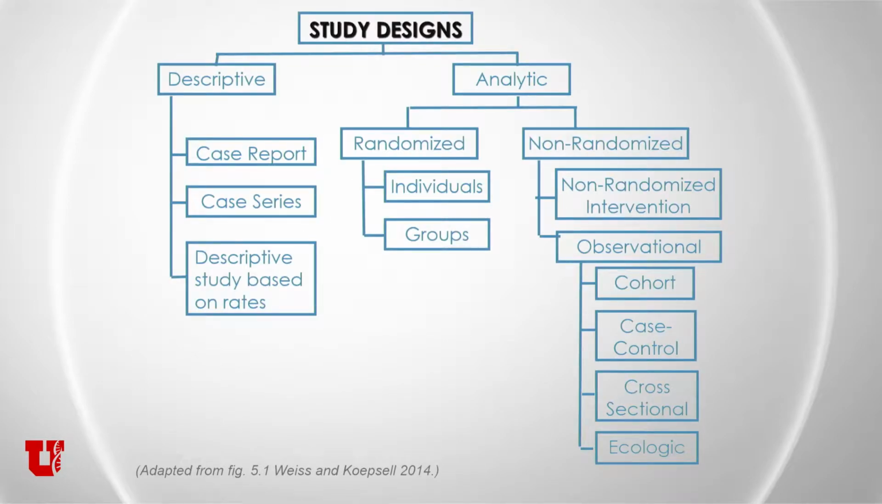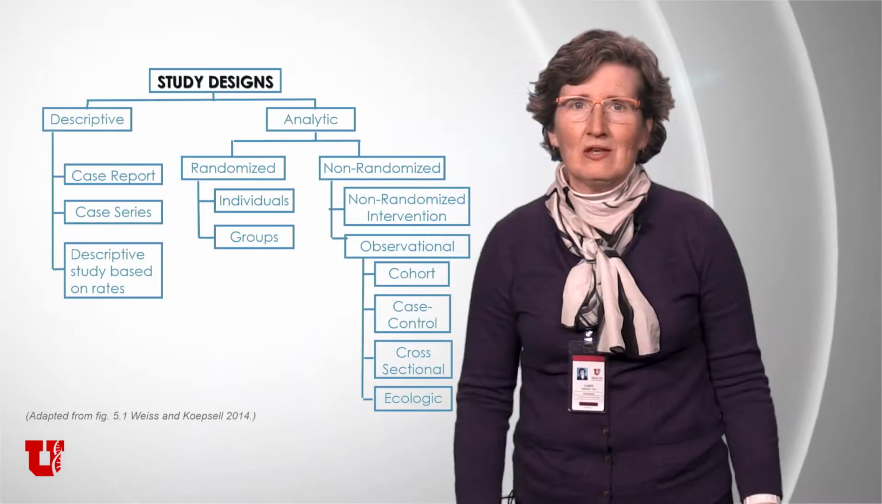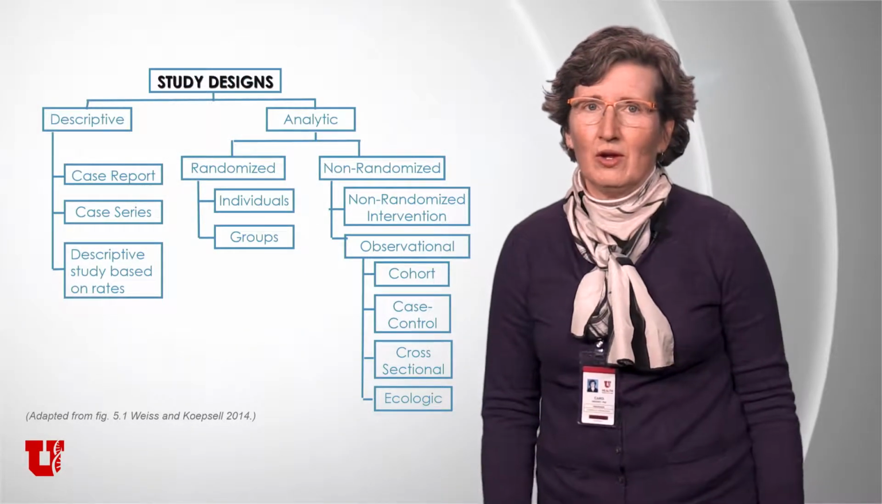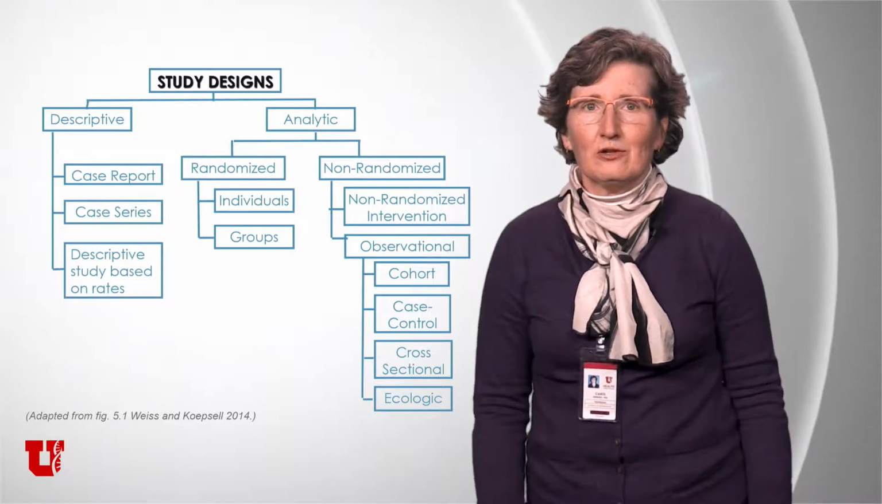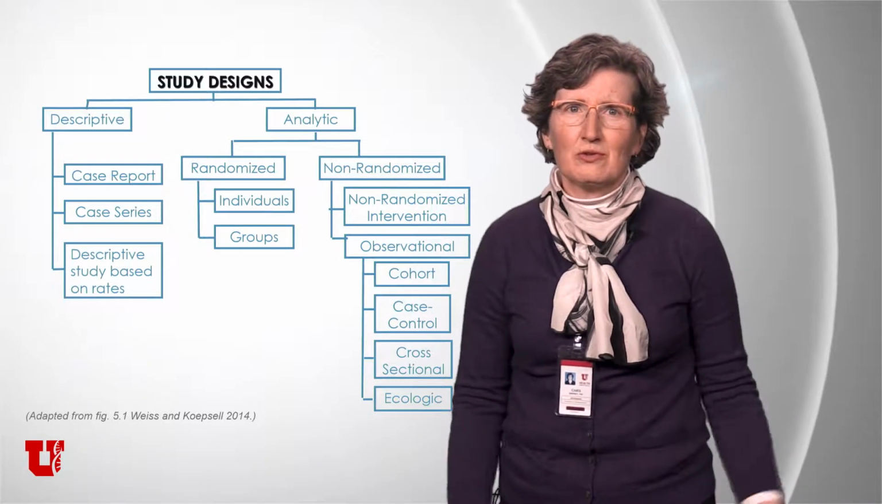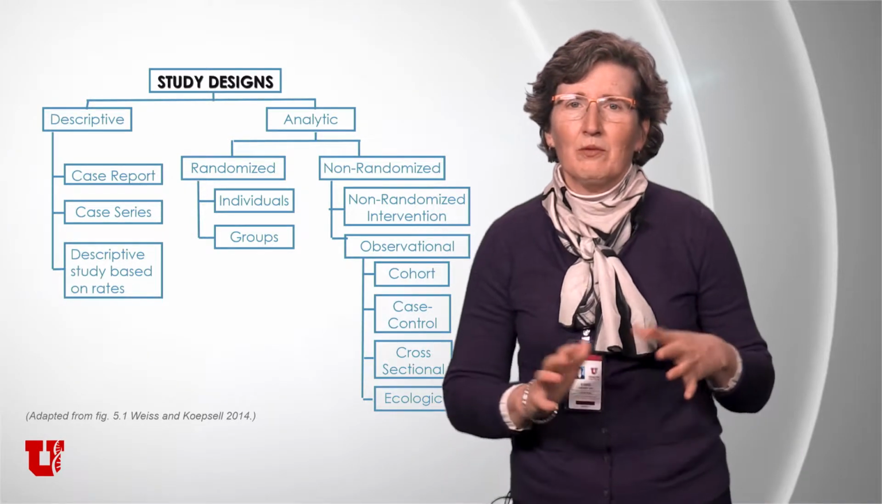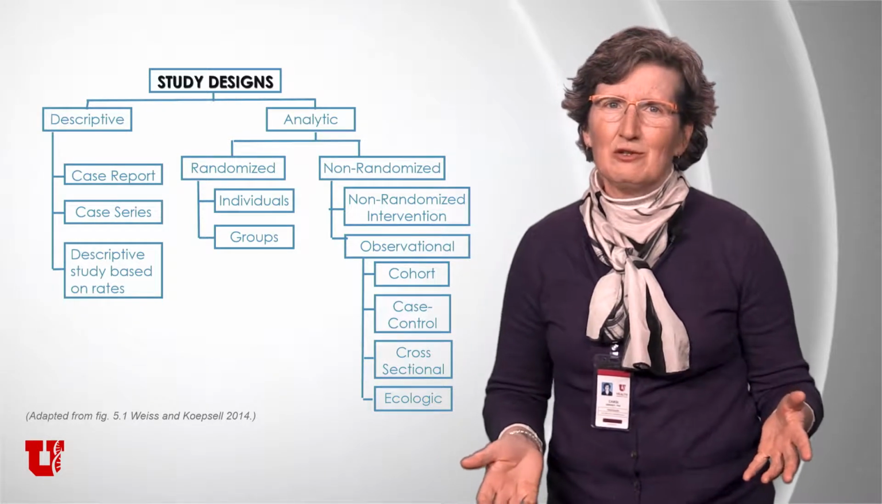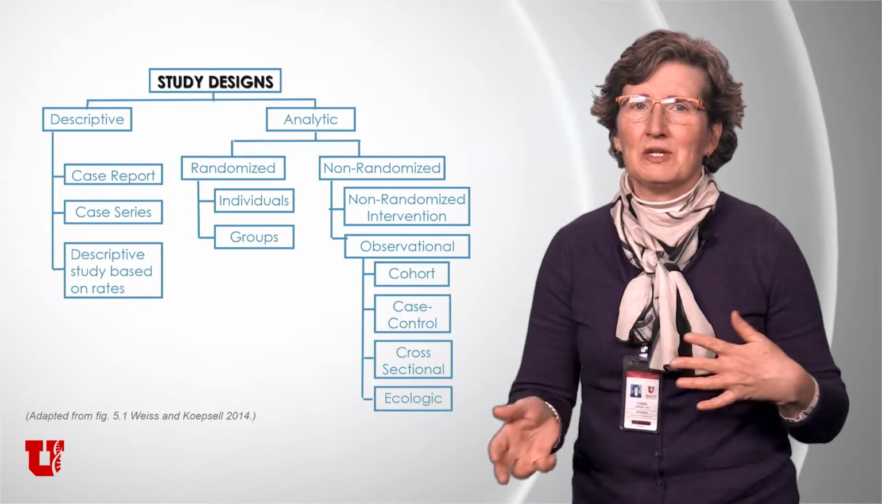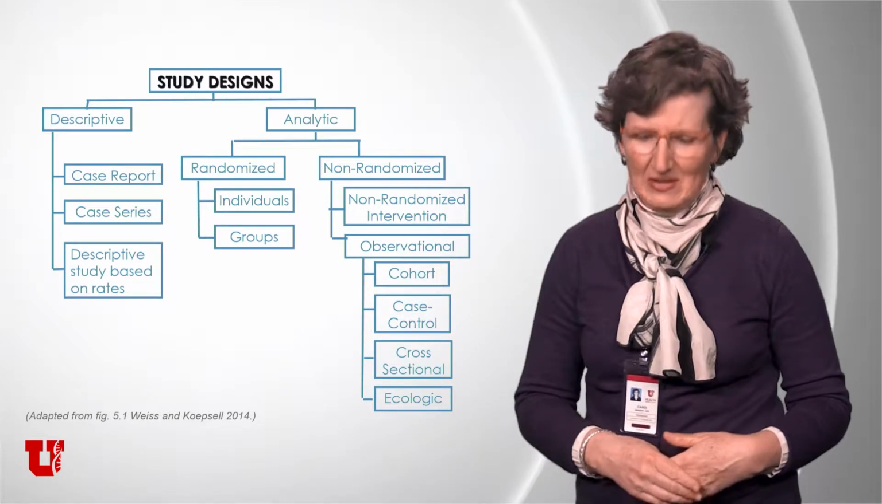So this is a schematic that's based on a figure in your textbook that shows a variety of study designs. And the ones on the left we would call descriptive study designs. That might include a case report, a case series, or some descriptive study based on rates, you know, the incidence of pancreatic cancer over 10 years or something. We will call any of those descriptive studies because they're maybe describing something scientifically useful, but they're not usually comparing two groups and trying to test a cause and effect hypothesis.